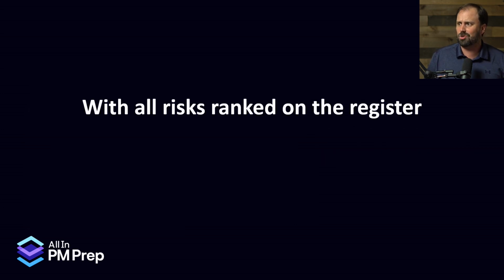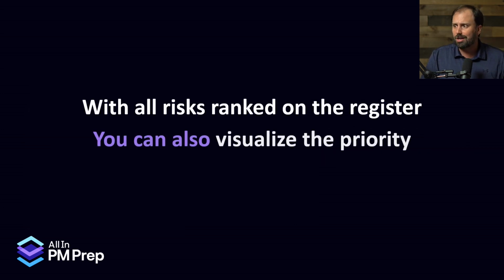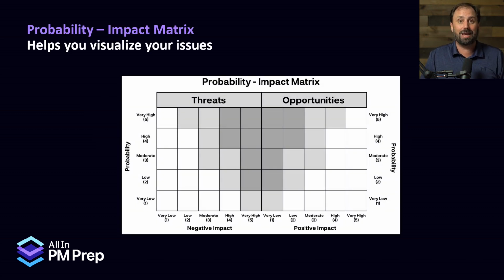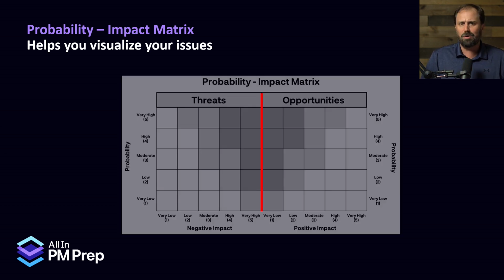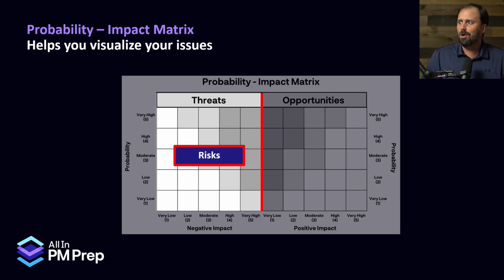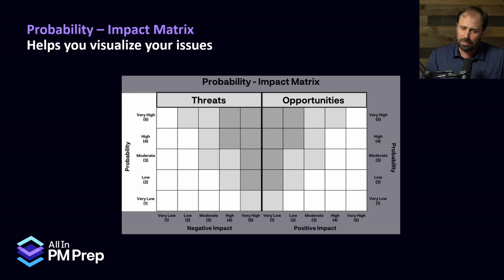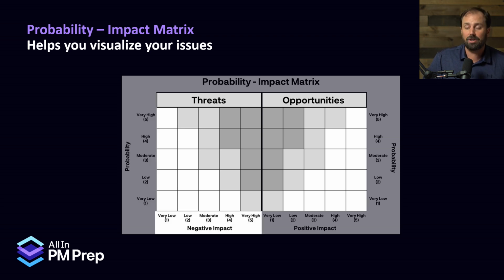Now that's great. Now with all the risks ranked on the register, you can also visualize the priority using another little visual tool. It's called the probability and impact matrix. Now, the way to think about this is kind of like a book, all right? In the middle, there's a spine. On one side, we put all our risks, the bad things, the threats, all right? On the other side, all the opportunities, the good stuff, all right? Now, the way it works is we rank the probabilities. Remember those scores? 1, 2, 3, 4, 5. And the negative or positive impacts. 1, 2, 3, 4, 5.